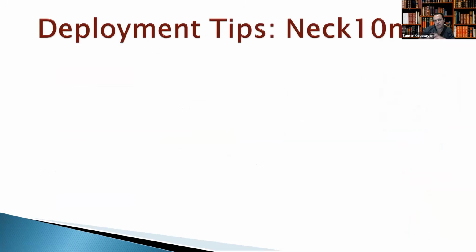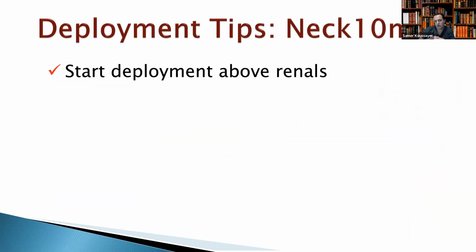So if you have a short neck, 10 millimeters, what's the advice? First, always try to deploy the device above the renal, because it's always easy to pull the device down. It's very hard to push it up. Don't do it in the renal, because sometimes after you deploy in the renal, you find the device will move down. Then you can't push it up. So always start above the renal.